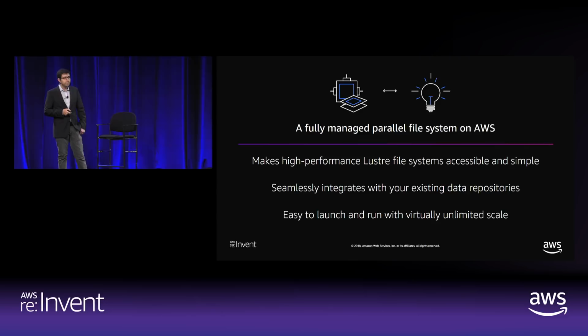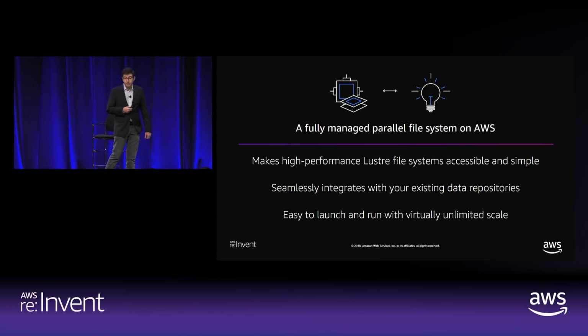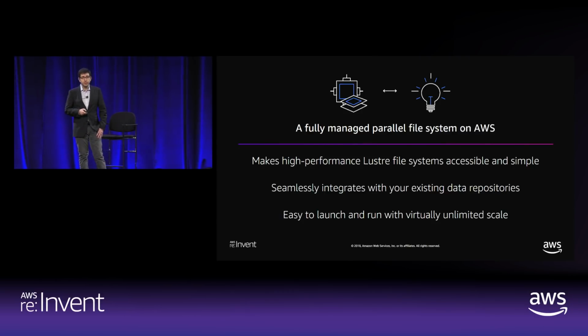And FSx for Lustre is a fully managed, high-performance parallel file system on AWS. It makes high-performance Lustre file systems accessible and simple for the first time. It seamlessly integrates with your existing data repositories, both S3 and on-prem data stores. And it's really easy to launch and run with virtually unlimited scale. And those are really our design goals for this.